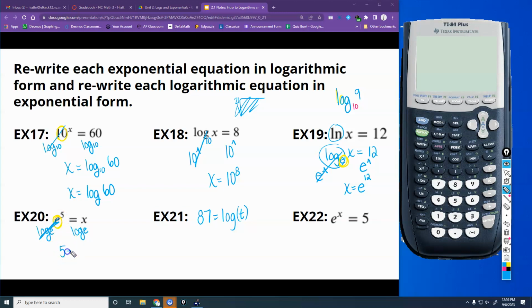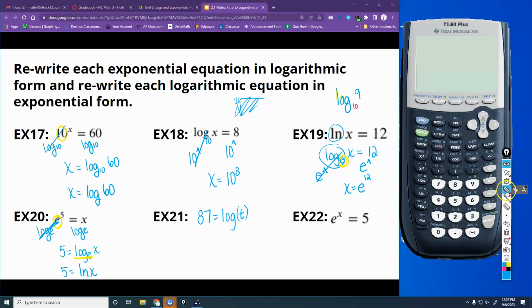I'll get 5 equals log base e of x, and it is technically correct to write that, but if you are writing log base e, it looks like you don't know what you're doing, because log base e has the special name, natural log. Oops, not an x right there. Hold on. It is natural log, so we would say 5 equals natural log of x.